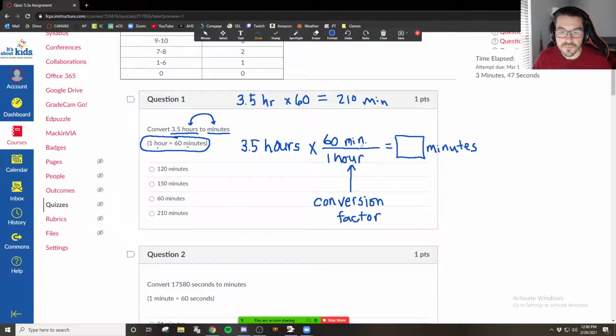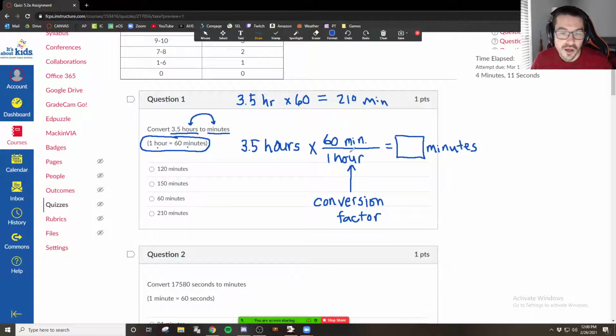Okay, this conversion factor, once again, is a ratio that tells me how my units relate to one another. 60 minutes is in 1 hour, or 1 hour has 60 minutes in it, right? These two things are equal to each other. 60 minutes is equal to 1 hour. So your conversion factor should always make sense like that. The top part should be equal to the bottom part.